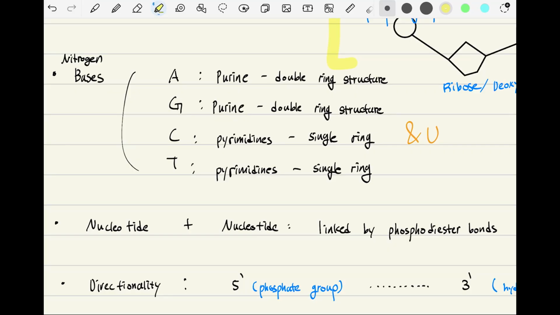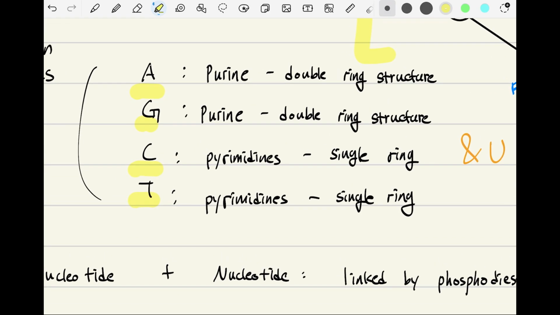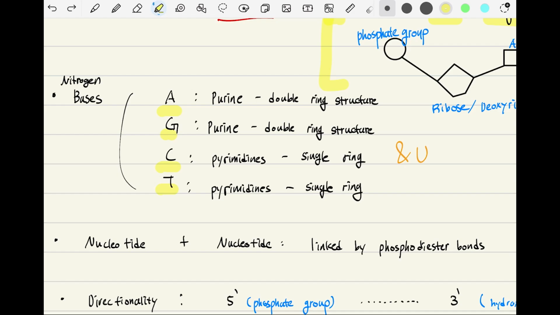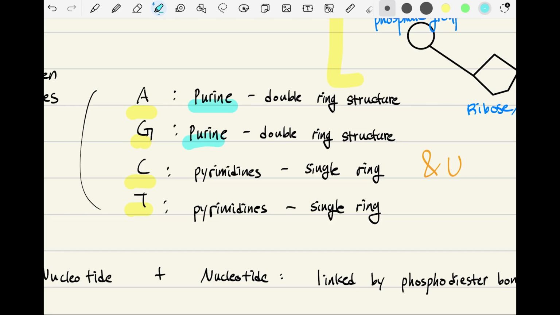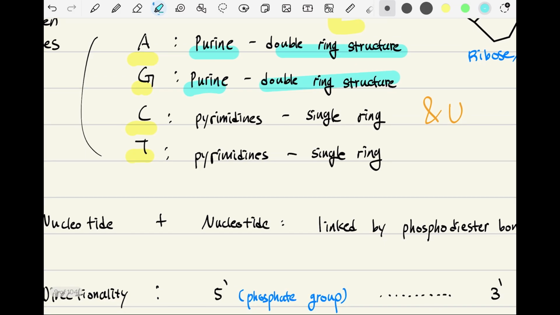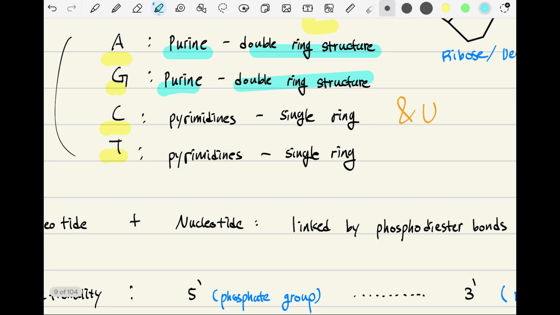Let's talk about the nitrogen bases inside nucleic acids. There are 4 different types, which are called A, G, C, and T. They all have their own names, which are adenine, guanine, cytosine, and thymine, but you're going to learn this later. The names are really not important, but you've got to know that there are 4 big types of nitrogen bases. A and G are usually called the purines, and they have a double ring structure. Different from A and G, C and T are called pyrimidines, and they have a single ring structure.